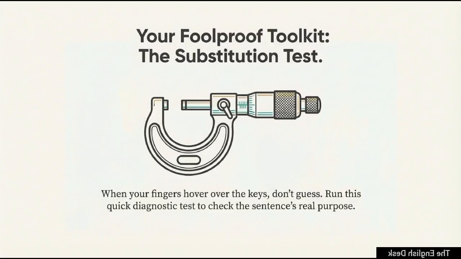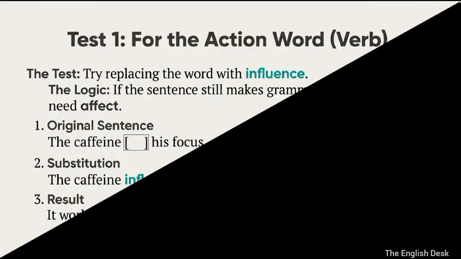A quick check. Let's get into that, the Quick Check Toolkit. This is for when you're writing fast and you just need to be sure. Right, and it's a simple substitution test. It's designed to save you time by forcing you to check the sentence's real purpose. Okay, so let's start with the verb.